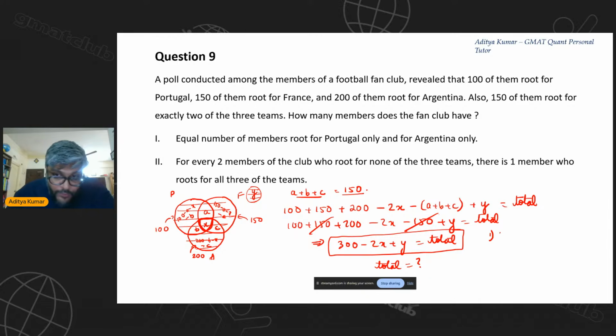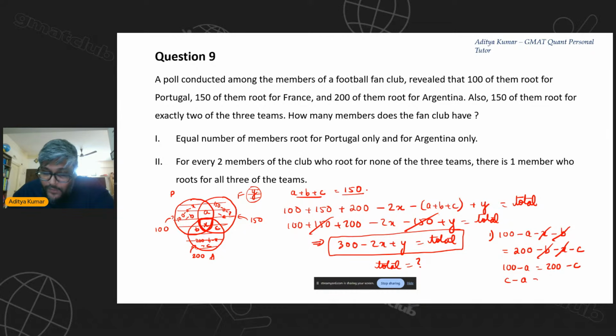What is only Portugal represented by? 100 minus A minus X minus B. And that should be equal to 200 minus B minus X minus C. They're telling me both are equal. So I can remove the X's. I can remove the minus B's. So I have 100 minus A is equal to 200 minus C. So I just have C minus A is equal to 100.